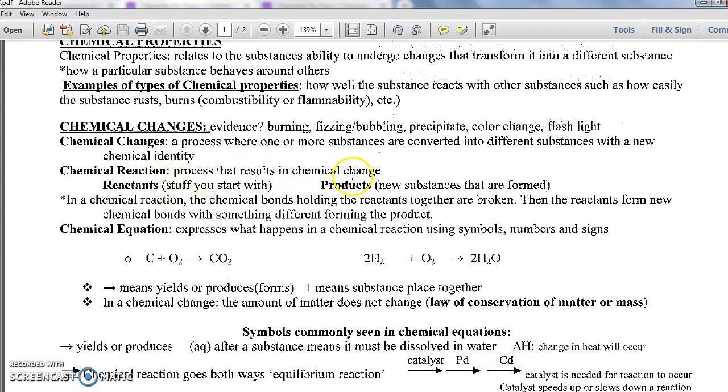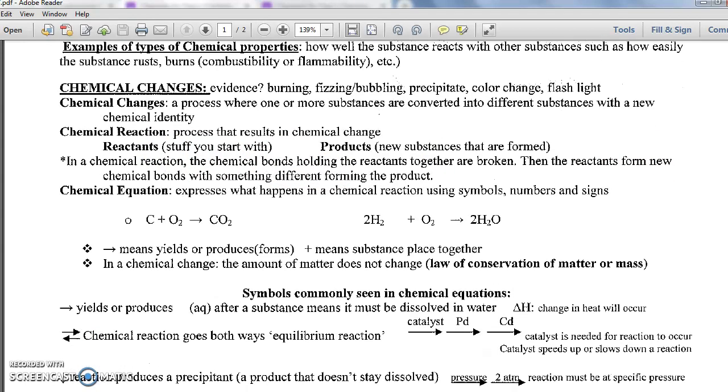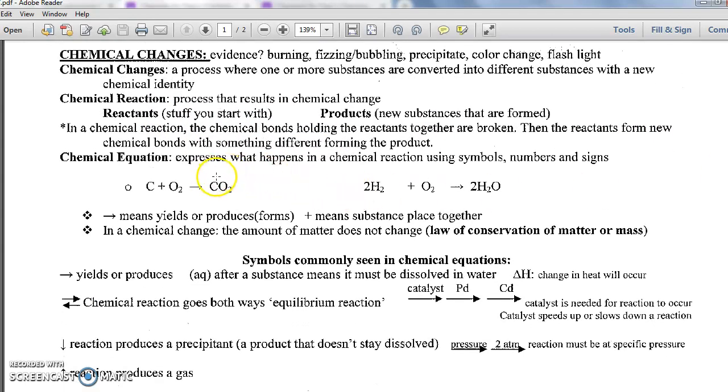Reactants are what you start with. Products are what you form. They are the result of the reaction. In chemical reactions, chemical bonds holding the reactants together must be broken. So in a chemical reaction, if you have a compound and that compound has different elements bonded to each other, you have to break those chemical bonds, ending up with the elements that went into those. When you break chemical bonds, you have things that are now going to be together with something different if a chemical reaction is occurring. To represent a chemical reaction, you use a chemical equation.